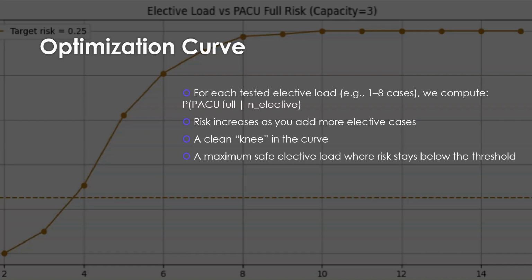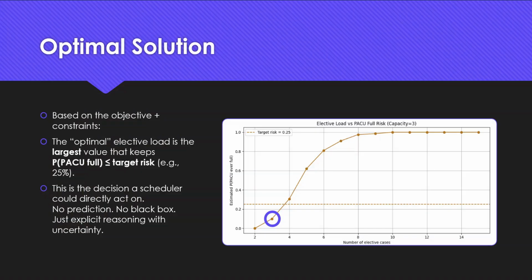If we're being strict about that threshold, the answer is 3. We can schedule 3 cases, and we believe only 25% of the time in the future will we hit capacity, or exceed capacity. But results like this help us think about whether or not the 25% threshold is meaningful, or if it's safe to bump that elective caseload up to 4 and accept a likelihood of hitting capacity that's higher than 25%. So this is where we take simulation and we can actually get to an answer, right?